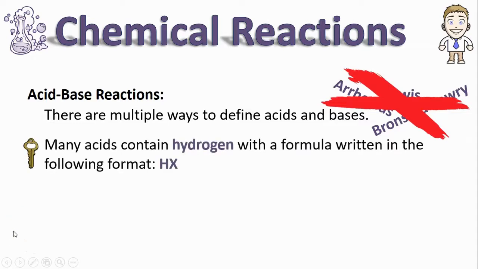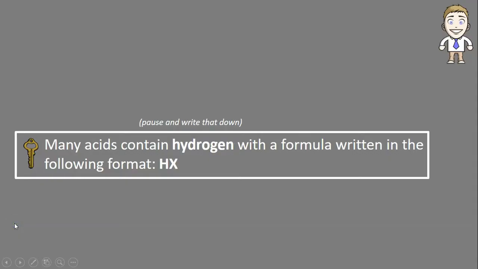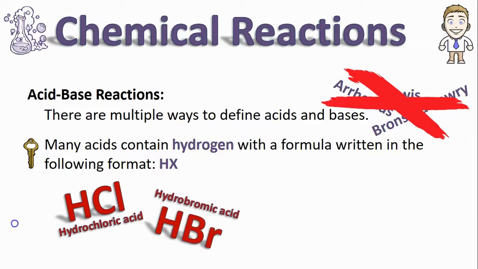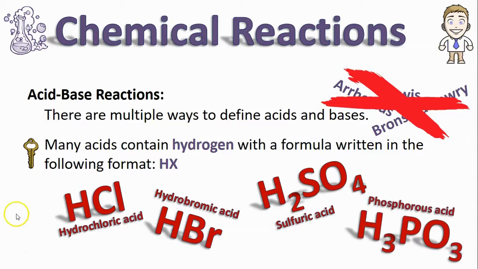Instead, we're very simply going to define acids as substances that contain hydrogen with a formula written in the following format, HX. So for some examples of what HX could look like, we'll look at HCl, HBr, H2SO4, and H3PO3. All of these start with the element hydrogen, so all could be identified as acids.